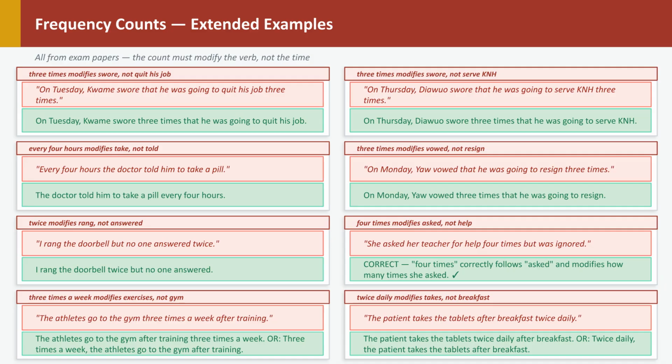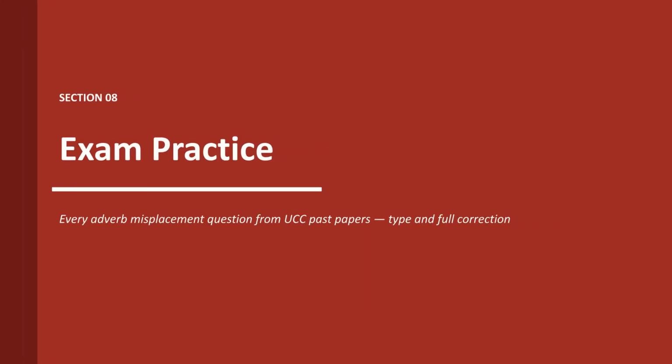Misplacing the count phrase often makes it appear to modify a reporting verb, like swore or told, instead of the actual repeated activity. A classic example illustrates the rule. Kwame swore 3 times that he was going to quit his job, correctly places 3 times after the verb swore, meaning he swore on 3 occasions.